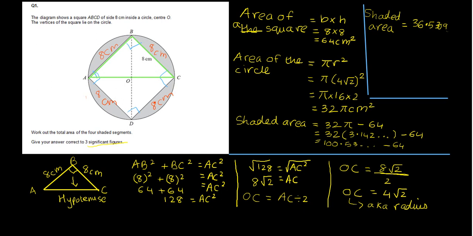So I'm going to round it to the nearest tenths, or to 1 decimal place in this case, because 5 comes in the tenths position. So this is not an equal sign, it's an approximate sign. It is approximately 36.5 centimeters squared to 3 significant figures. Okay, and that's your final answer.